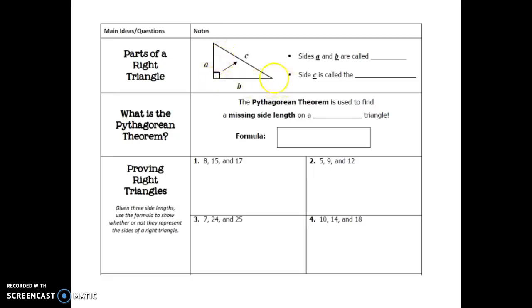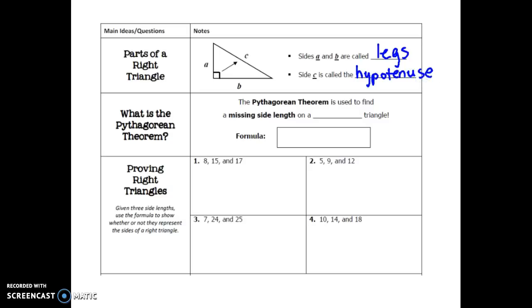So a right triangle is a triangle that has one angle that is 90 degrees. In a right triangle, the two sides that are adjacent to the right angle are actually called the legs. So sides A and B here would be the legs of the right triangle. And then the side C that runs across from it here is called the hypotenuse.